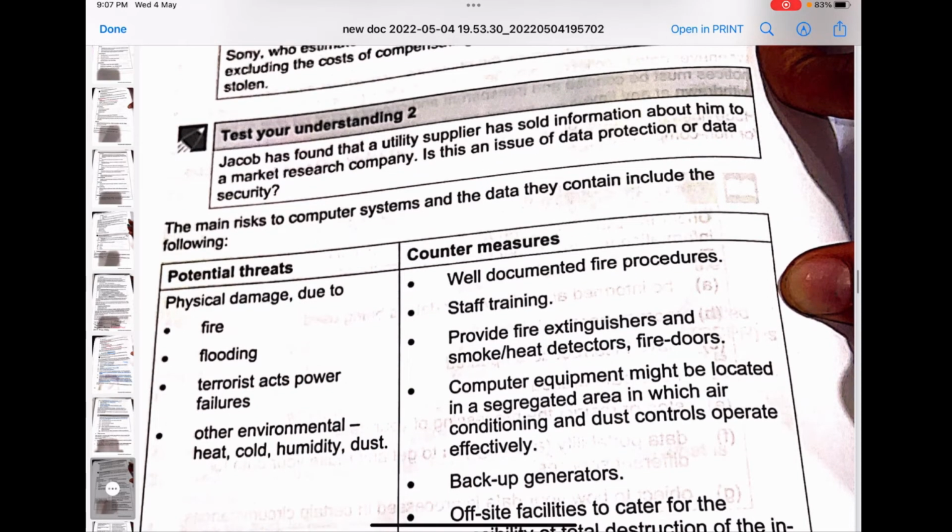Moving on, test your understanding 2. Jacob has found that a utility supplier has sold information about him to a market research company. Is this an issue of data protection or data security? So it is about selling the information. Is it a human risk or a physical risk? No. So this comes under data protection. There is no indication that the market research firm used hacking, right? So this comes under data protection.